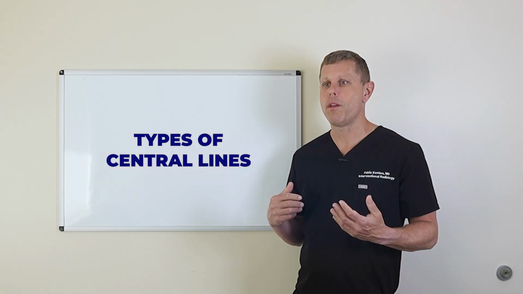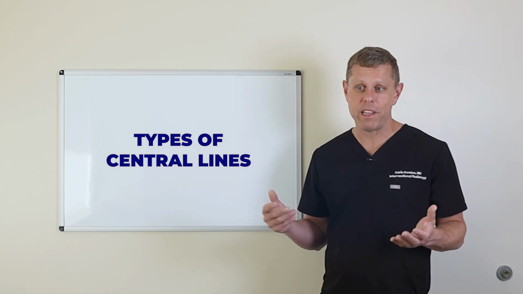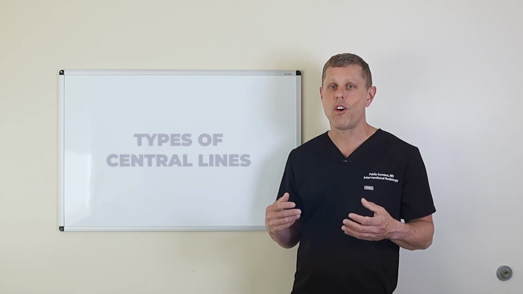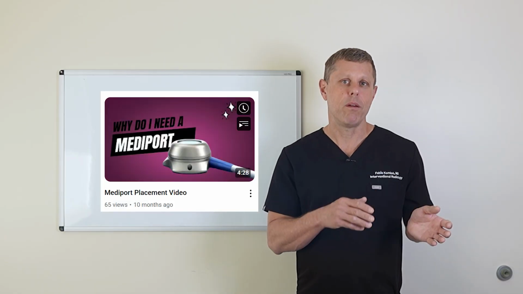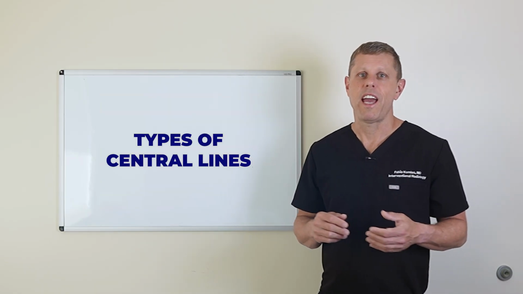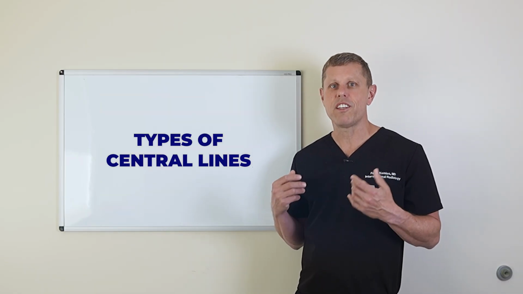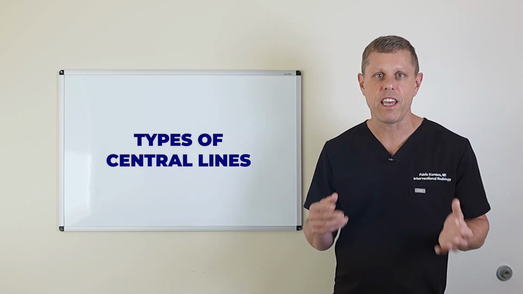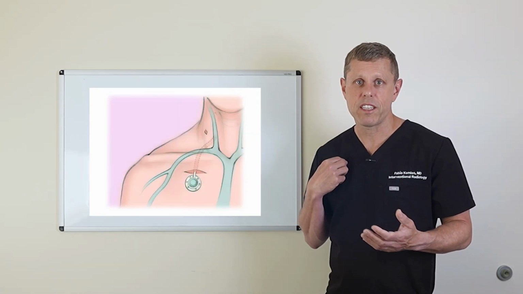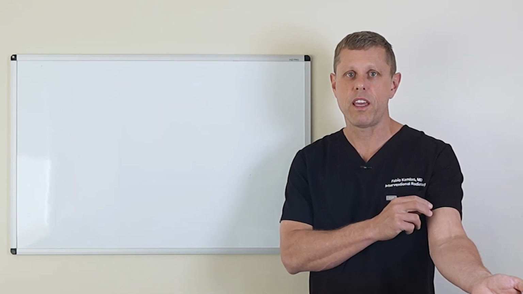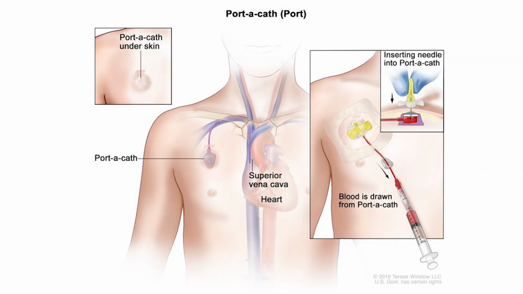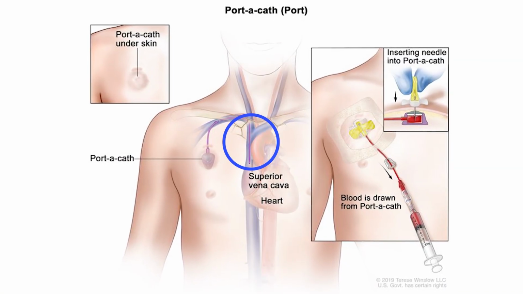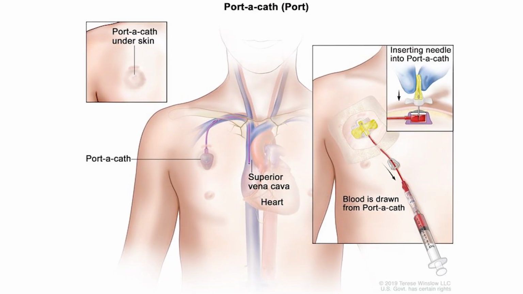Now, the more invasive and more permanent type of central line is called a Mediport or a Port-a-Cath. And I made a full video about that you can check. This is a device that is completely implanted under the skin. It's usually implanted in the chest, but can also be placed in the arm. And then it's connected to a little tube. And this little tube tip is in the SVC, in a central vein again.